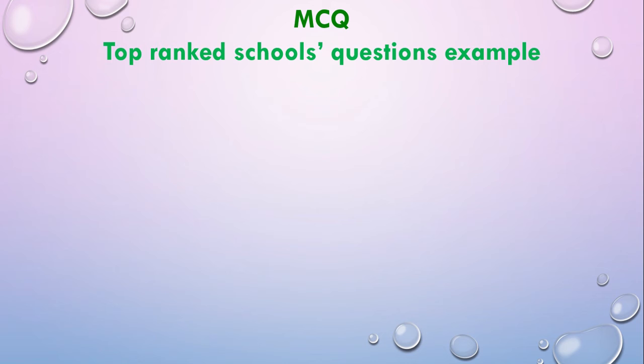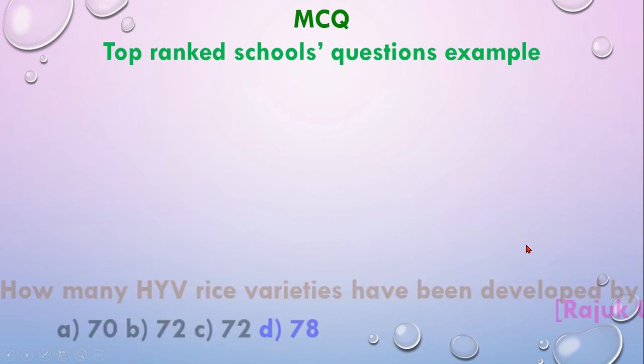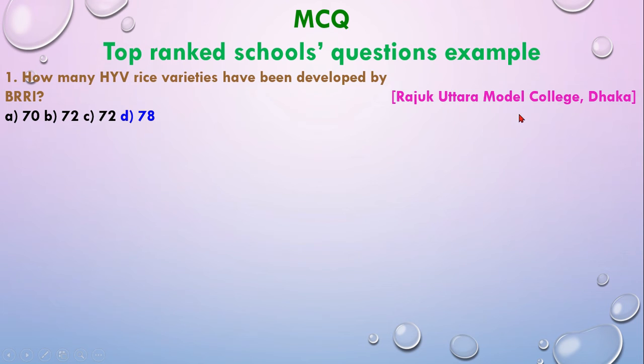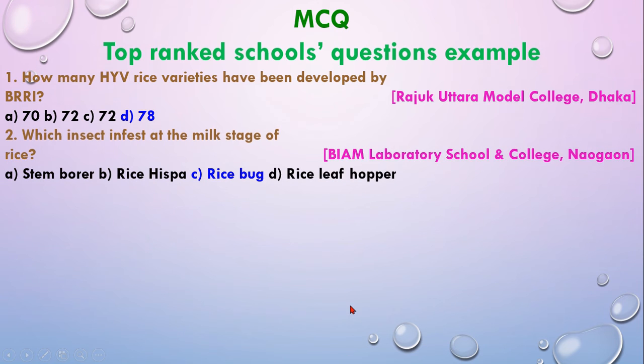Here are some examples of top ranked schools' questions. You see these questions from Rajuk Model College, Dhaka. How many HYV rice varieties have been developed by BRRI? Here you see 70, 72, 78. The answer will be 78. Next question from Biam Laboratory School and College, Nauga. Question is: which insect infests at the middle milk stage of rice? The answer is rice bug.